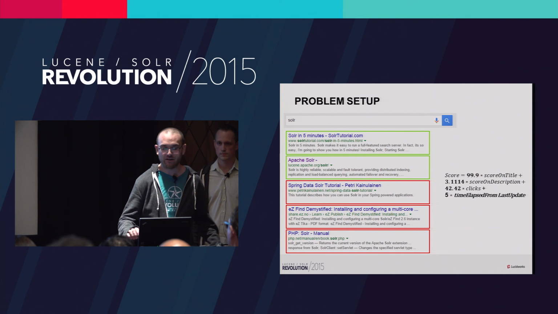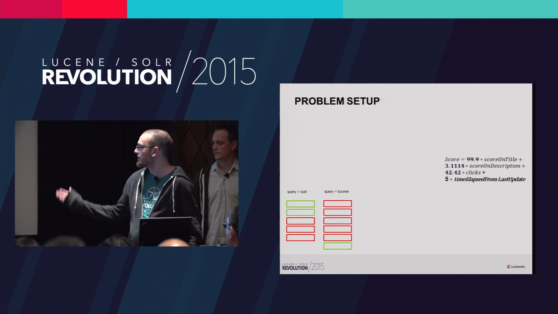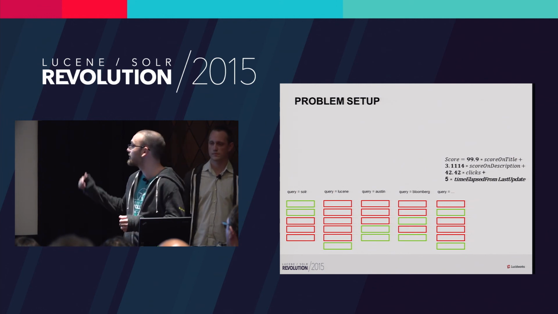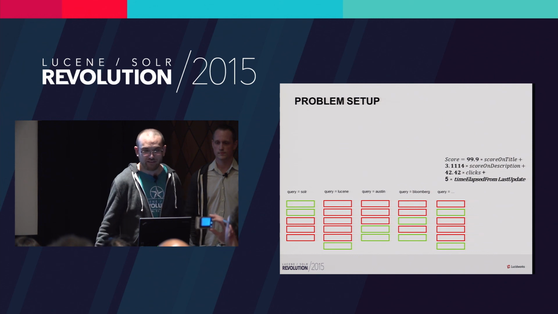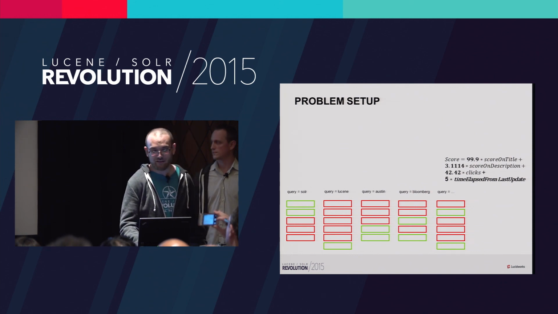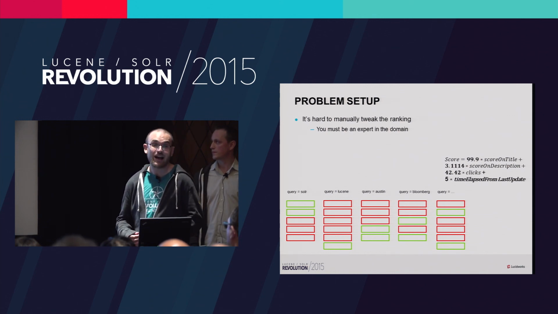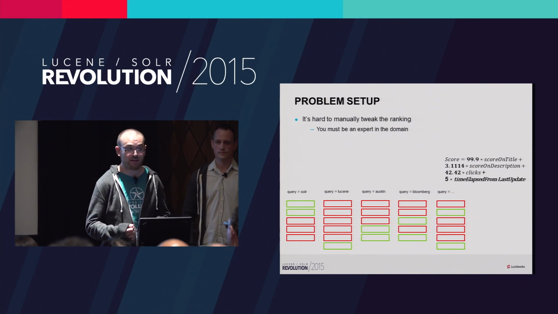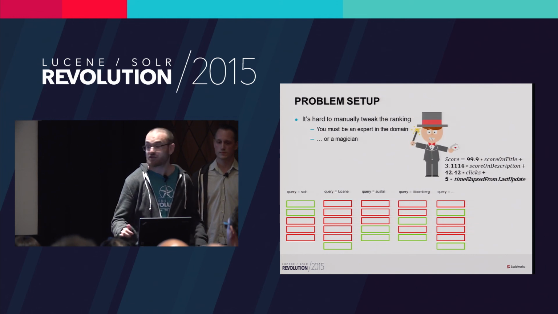Okay, fine, we found a perfect ranking function, but then we start looking at other queries. So Solr is okay, but then we look for Lucene, and we get 5 not relevant results on the top, and then we can search for other things like Austin or Bloomberg, and so on, and it doesn't work. So we need to find a new ranking function. So the takeaway message of this is that it's really hard to manually tweak the ranking function, so you really need to find an expert in the domain or a magician.